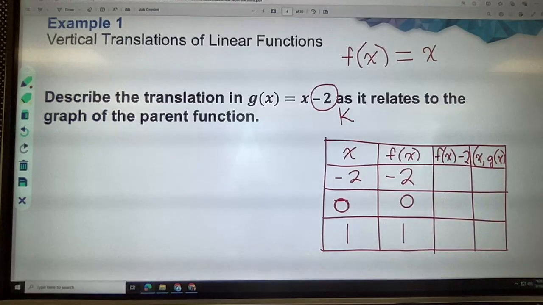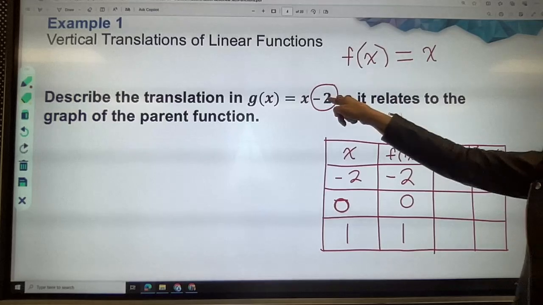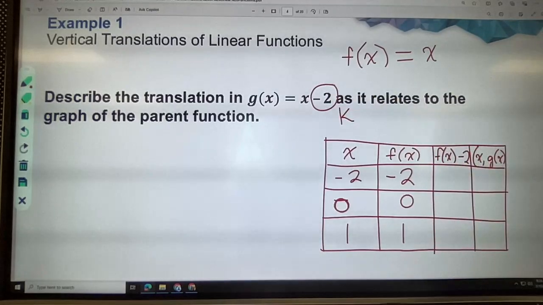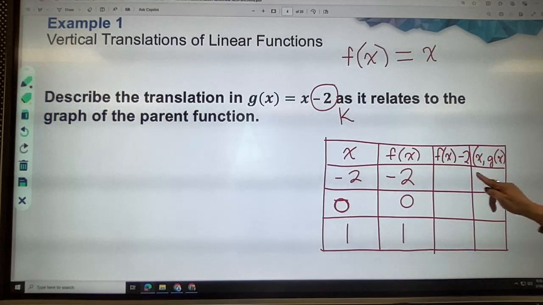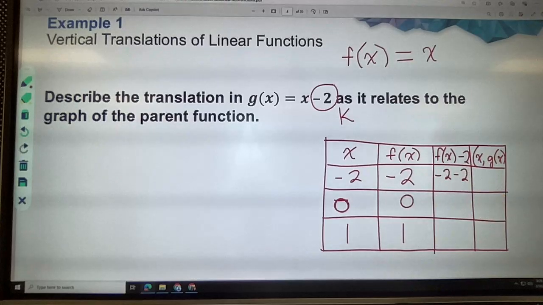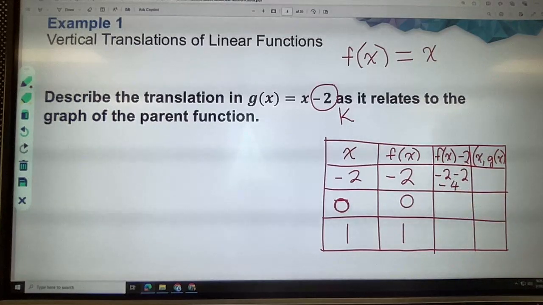Now the next thing it is saying is f of x minus 2. So what is negative 2 minus 2? I get negative 4. This gives me negative 4.